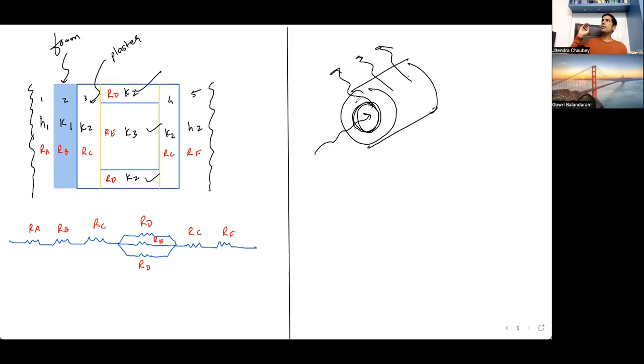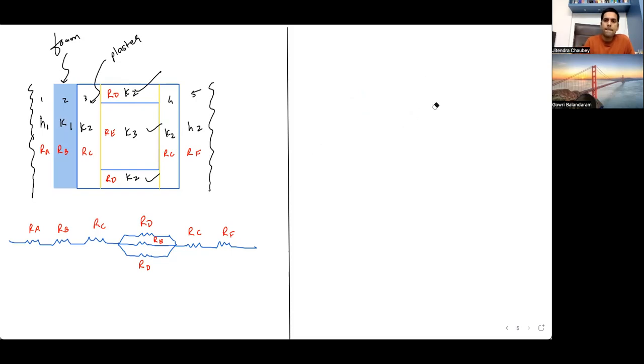Then there are two cases. One is called constant heat flux. You understand the word constant heat flux? No? Okay, what is heat flux? Heat flux is denoted by small q, which is simply heat transfer per unit area. And the unit is watt per meter square.